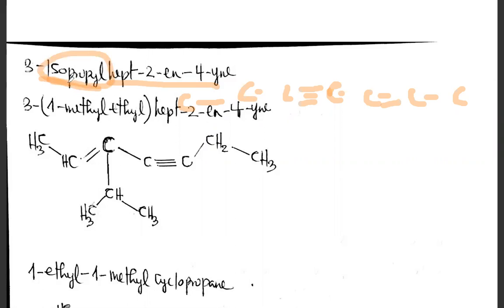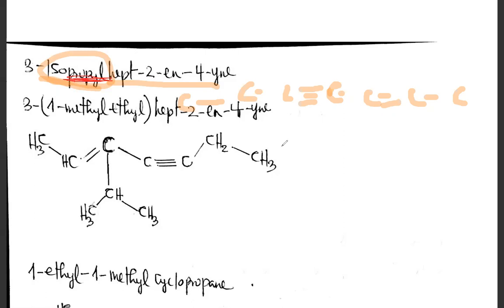Now, the non-usual name that we have has got another indicator. The indicator that we have here is the propyl. Propyl shows that there are 3 carbon atoms. The iso is just to show that it's an isomer of propane or propene, whatever it might be, but it has 3 carbon atoms.